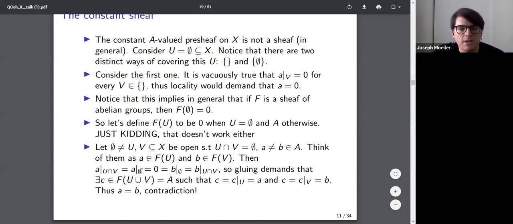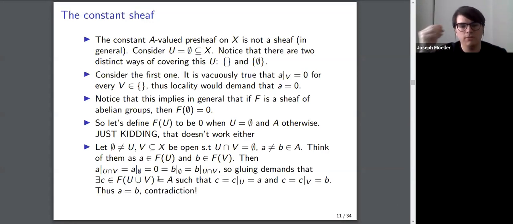Well, you're restricting it to the empty set, therefore it must be 0. But what happens when you restrict B to the intersection? You're restricting it to the empty set, so it has to be 0. So gluing demands that there's a third thing in the union, so we should be able to glue A and B, from the gluing axiom. So gluing is saying that there has to be a third thing, C, that is the result of gluing A and B together on U and V. So that if you restrict C to U, then you get A. And you restrict C to V, then you get B.